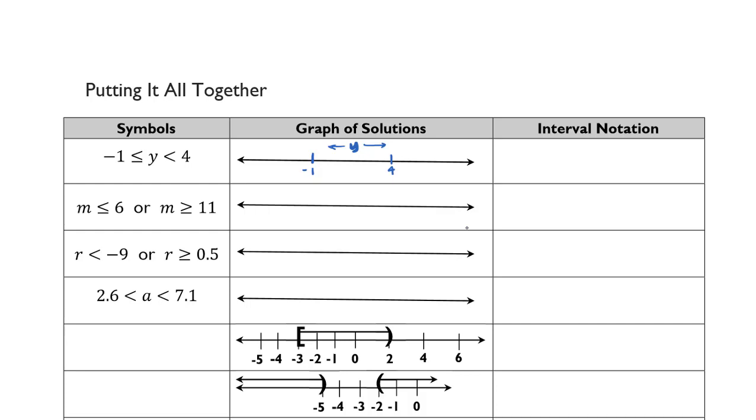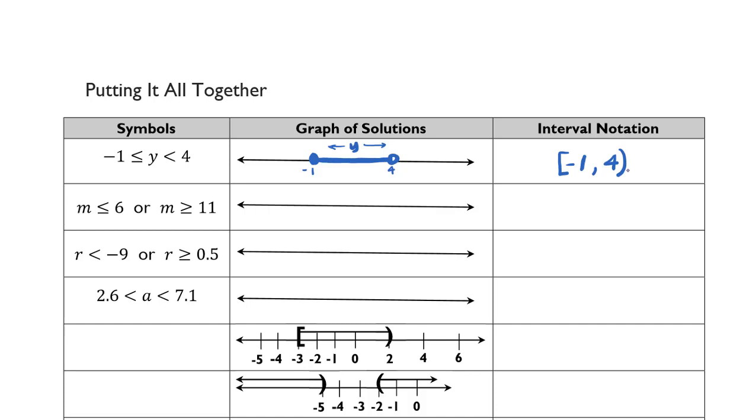Clearly, this is an intersection graph where y is in the middle, and we have a closed dot on the left and an open dot on the right at 4. You could also write this as a bracket on the left and a parenthesis on the right. That would also be fine. You will see both notations. And then the values that are true for y are between -1 and 4. In interval notation, that would be an open bracket -1, comma, 4, close parenthesis.